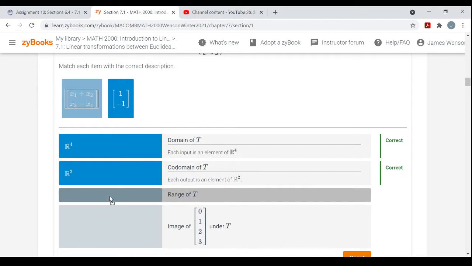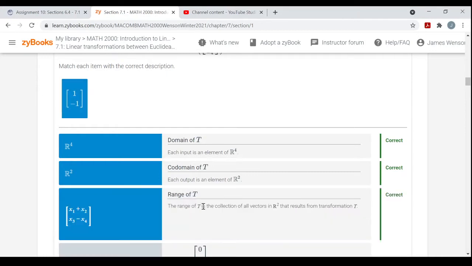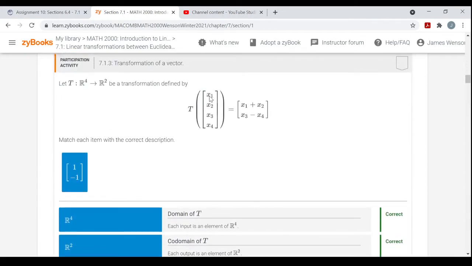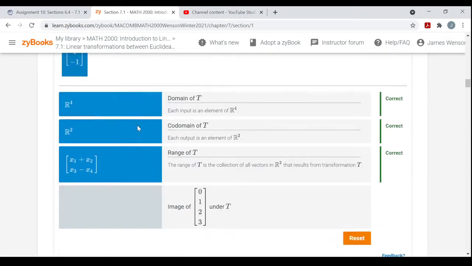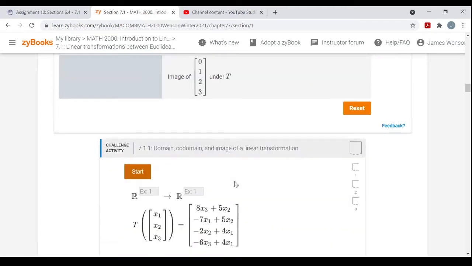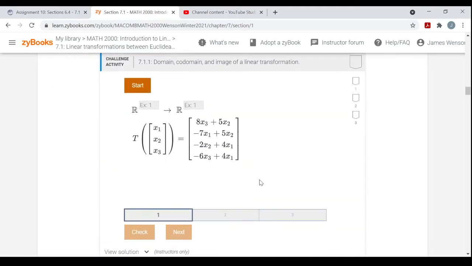And then what's the image of this input vector 0, 1, 2, 3? So I plug in 0, 1, 2, 3 for x1, x2, x3, x4. So 0 plus 1, 1, and then 3 minus 4, negative 1. So 1, negative 1 is seen here as the output, or the image, of this vector under this transformation. Pretty simple stuff, I feel.